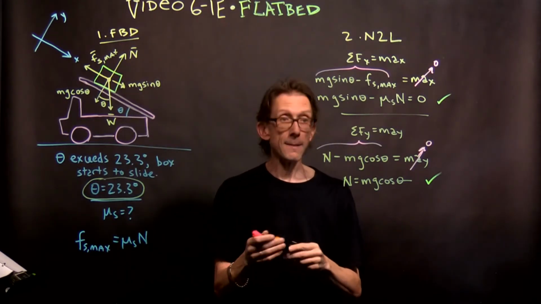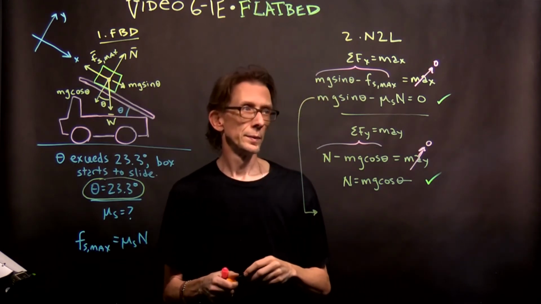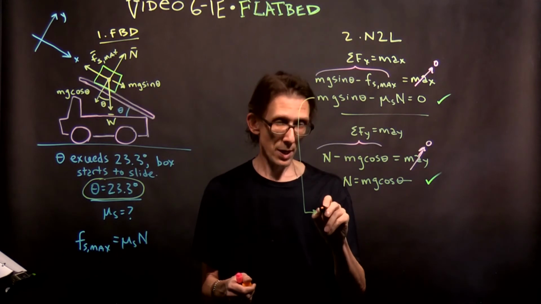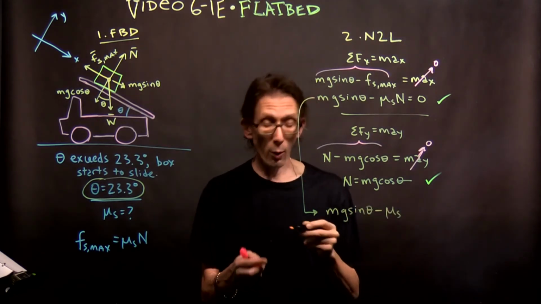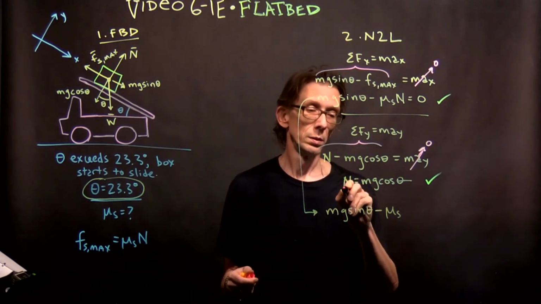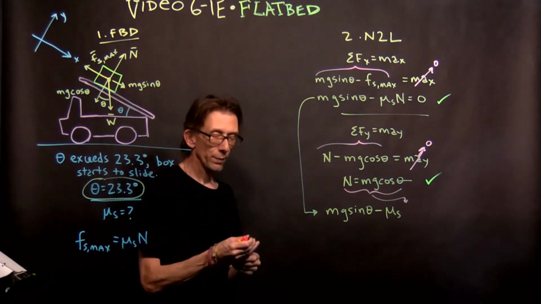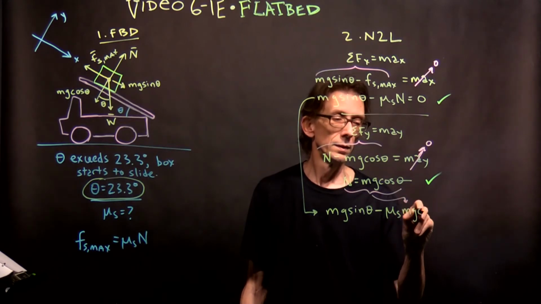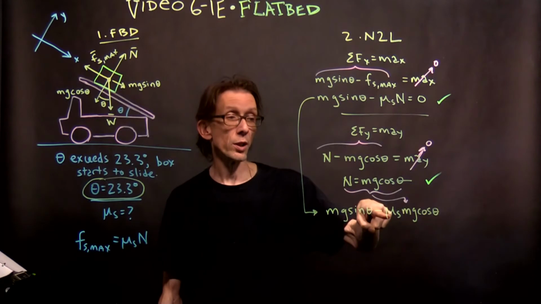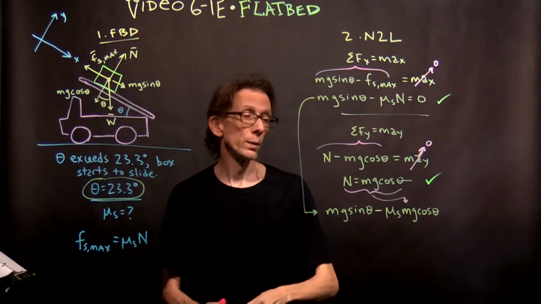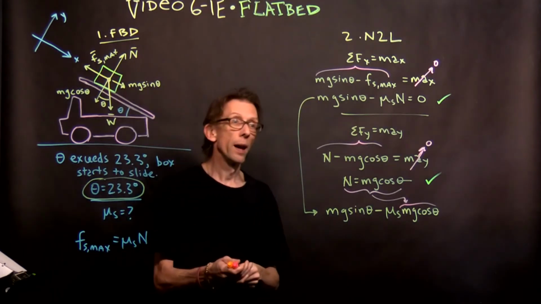Well, let's see. Let's take this equation. We're going to rewrite it right here. Let's see the best way of doing this: mg sine theta minus mu sub s times the normal force, which is right here. Right, the normal force is mg cosine theta, so we can stick that right there, because it's mu sub s times n. So I'm simply rewriting this equation, but substituting in mg cosine theta for n right there. Okay, and all that stuff equals zero.